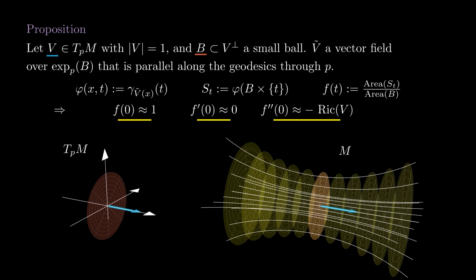It turns out that the second derivative of f is given by minus the Ricci curvature in the direction of v. In here, we have to say approximately rather than equal, because in order to get the equality, we need to take the limit as the radius of the ball B goes to 0. The proof of this fact requires a little more effort than the one for sectional curvature, so we'll leave that for later.